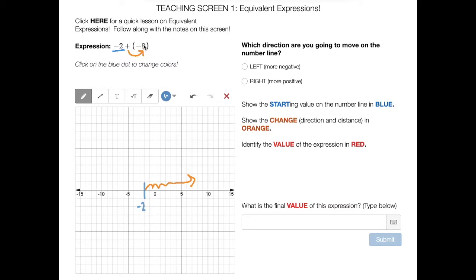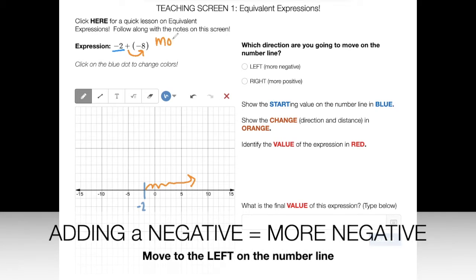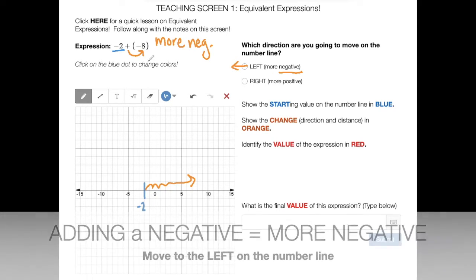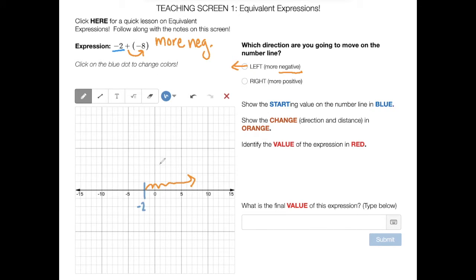Now think about this. If I'm adding -8, that's not making my answer more positive. It's making my answer more negative. Well, if it's going to be more negative, that means I'm actually going to move to the left on the number line, which would make sense because adding +8 would get me all the way over here to 6. So adding -8, I'd have to change my direction.